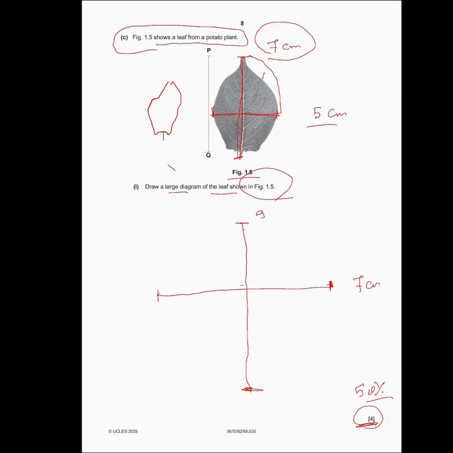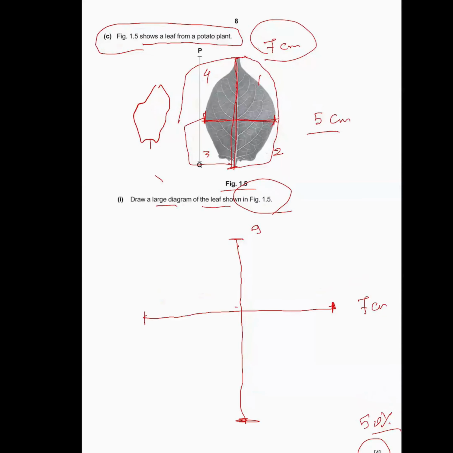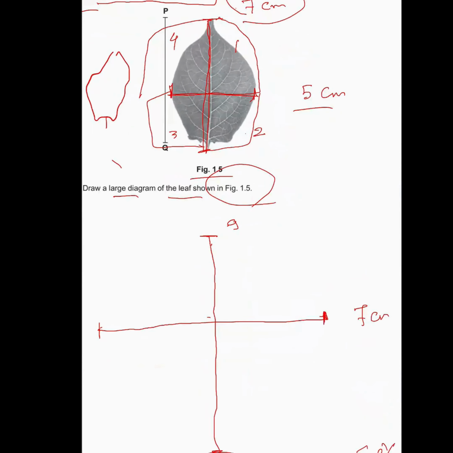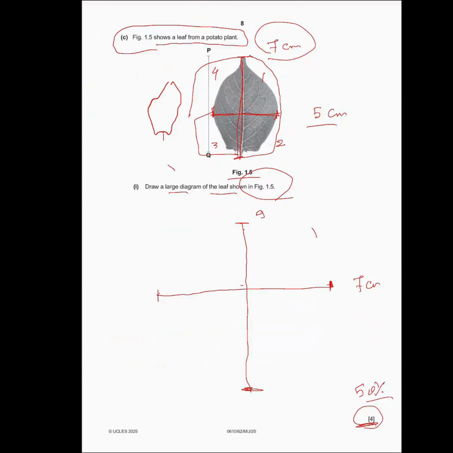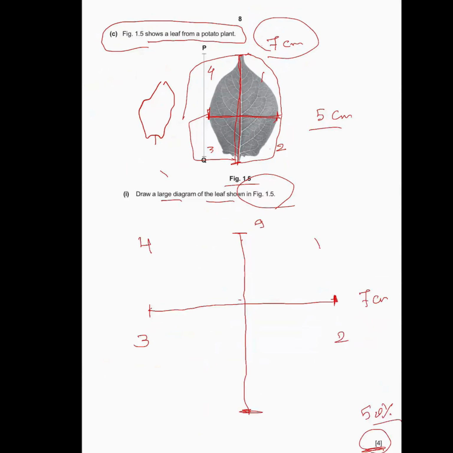Like what? This is the first quarter. This is the second quarter. This is the third quarter. This is the fourth quarter. So when you start drawing, you also are going to do the same: the first quarter, second quarter, the third quarter, the fourth quarter. Okay? So let's go for this.